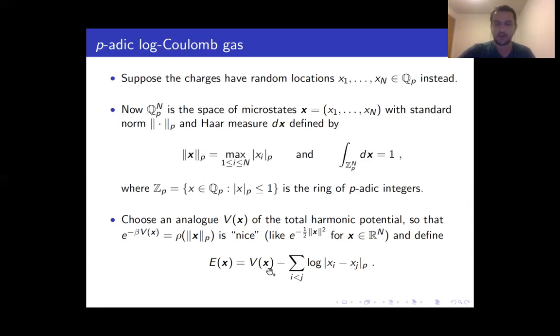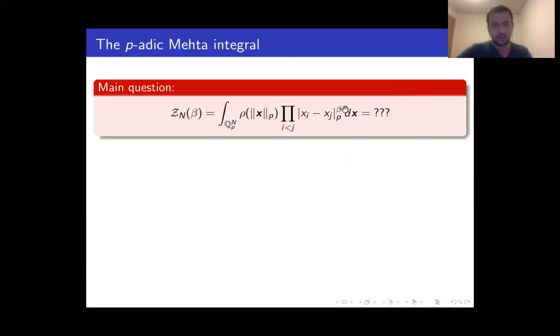Okay, so that handles the harmonic part, or the analog of the harmonic part. And now we just have pretty much word for word the same sum of log-Coulomb potential energies. But here, the distance is measured in the natural way with the p-adic absolute value because these are p-adic numbers. All right, so there is our total energy. And if we take that energy and multiply it by negative beta and exponentiate that, then we get this integrand. And the question for today is, what is the explicit formula for this canonical partition function?